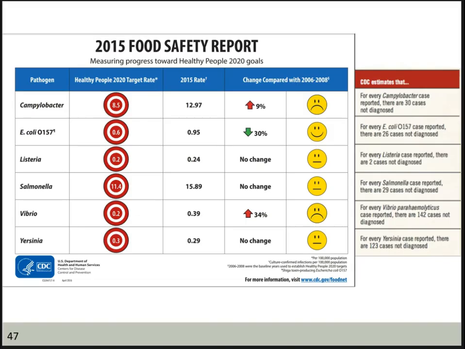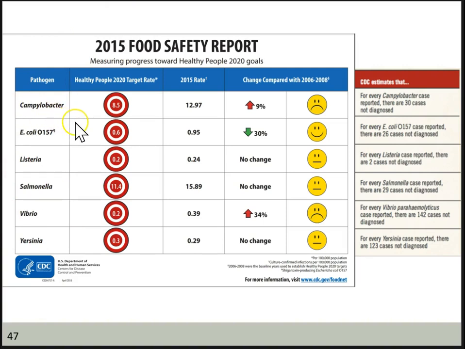So, in this particular part of the lecture, I've talked about a large number of bacteria that are all able to cause diarrhea. These are monitored by the CDC, and every couple of years a food safety report is released that shows how well we're controlling cases of these different bacteria that can cause gastrointestinal disease.